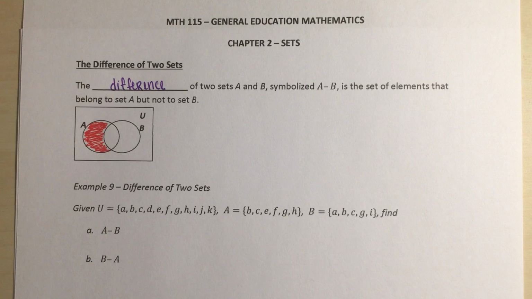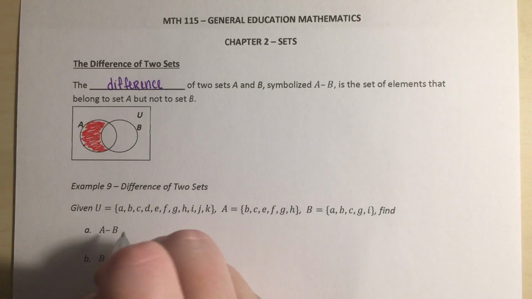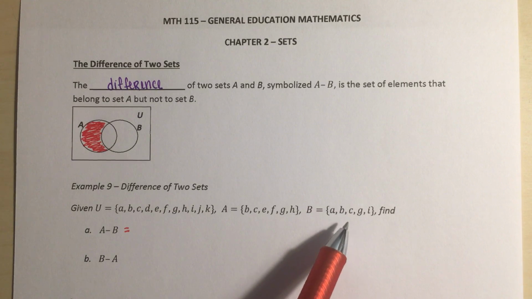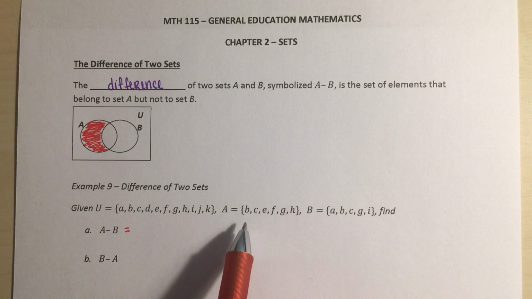All right. So in this example, we're given the universal set of A through K. A is B, C, E, F, G, and H, and B is A, B, C, G, and I. And we're asked to find A minus B and B minus A. These are not going to have the same answers because we're starting with different sets. So we want everything that's in A but not in B. Let's go through items one by one.